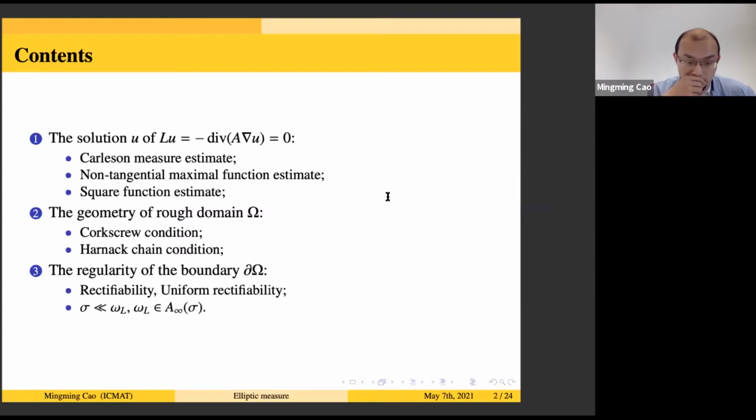Two, the geometry of a rough domain omega. In this talk, we will use the corkscrew condition and Harnack chain condition. Three, the regularity of the boundary. It involves rectifiability, uniform rectifiability, and the absolute continuity of elliptic measure with respect to the surface measure. For the latter, one can study it qualitatively and quantitatively.